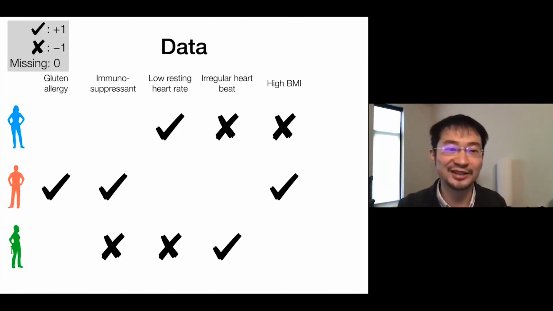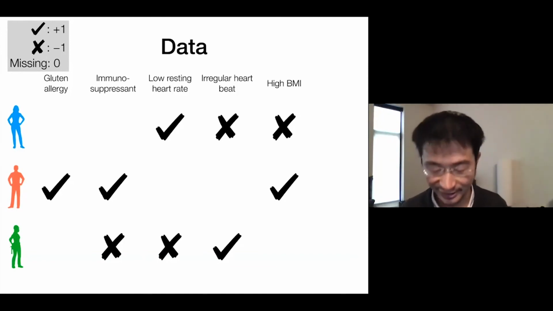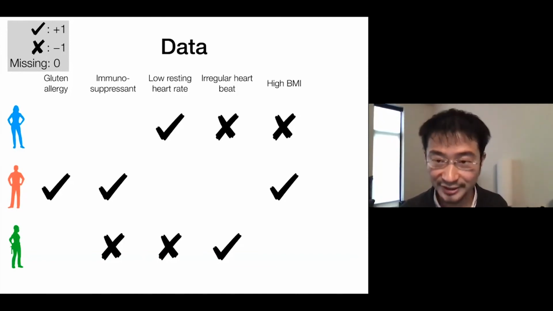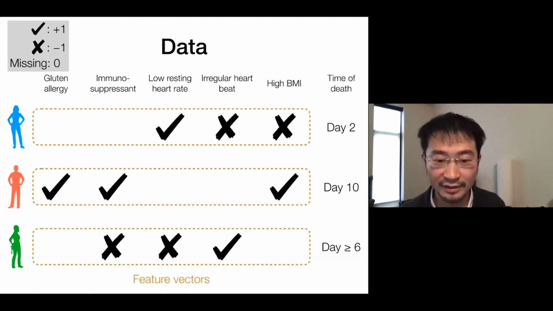I'm just going to imagine things are binary or missing, and the check marks you store as +1, X's you store as -1, and everything else is missing, you just put 0. The methods I'll talk about will handle more general kinds of data, but for illustrative purposes, let's say that the data look something like this. And then, what we want to predict is time of death. So here are the different times of death. So we have feature vectors for the different patients.